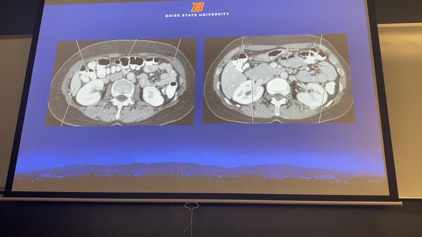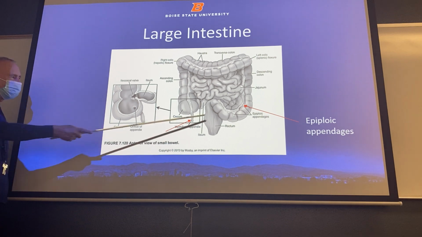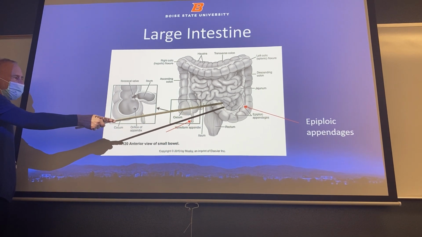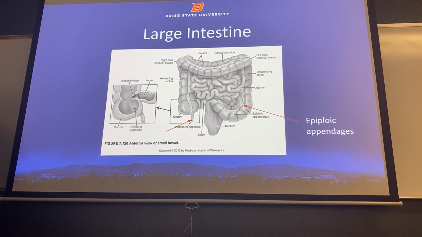More large intestine, again, characteristics of the large intestine going on down. Let me talk about one thing before I leave it alone. Epiploic appendages. We don't have the benefit of a cadaver, but what you have are little fatty collections along the periphery of the large intestine.